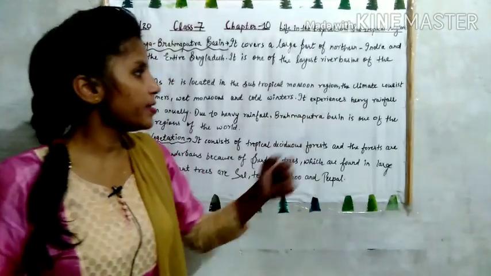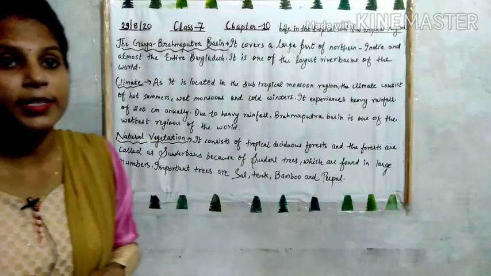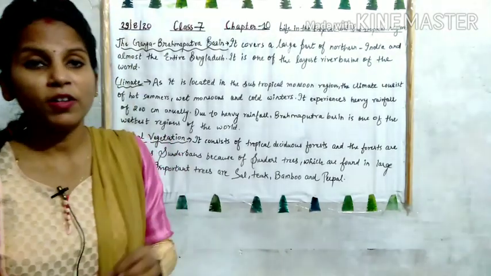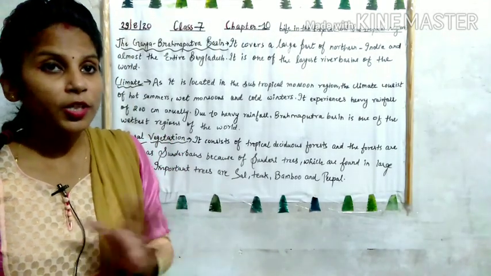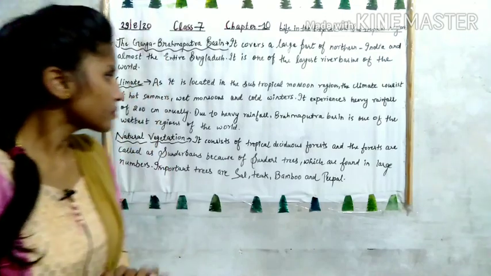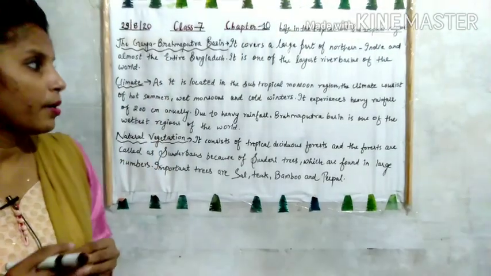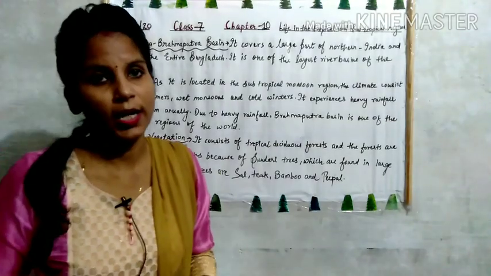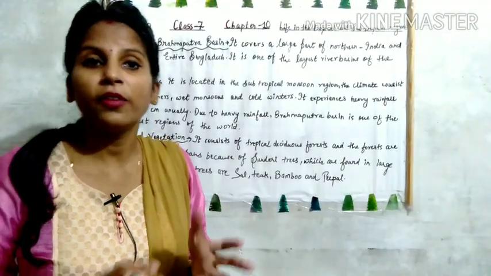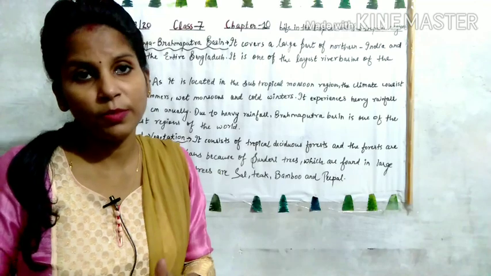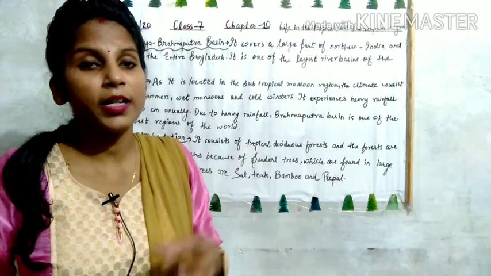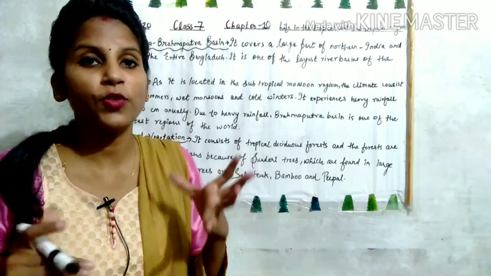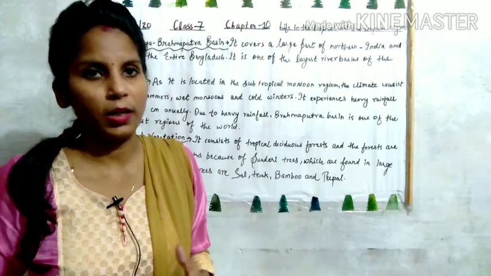ठीक. It experiences heavy rainfall of 200 centimeter annually, और annually कितनी बारिश होती है यहाँ पे? 200 centimeter. Due to heavy rainfall, Brahmaputra basin is one of the wettest regions of the world, and this area receives heavy rainfall of 200 centimeter annually. That's why it is one of the wettest, सबसे गीला region है world का. Okay.